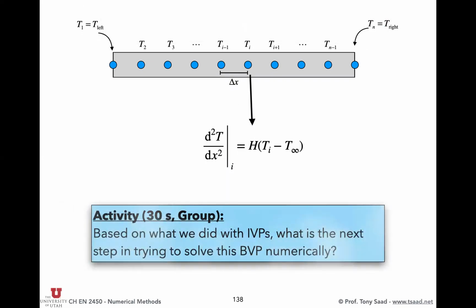Now, based on what we did with initial value problems, so far we're following the strategy we did with initial value problems. What is the next step to solve this equation numerically? Just describe the step. You don't have to give me a solution, okay? Just describe it. What do we do next? You would just use a forward difference formula that we already know, right? And evaluate it at I and then replace the left-hand side.